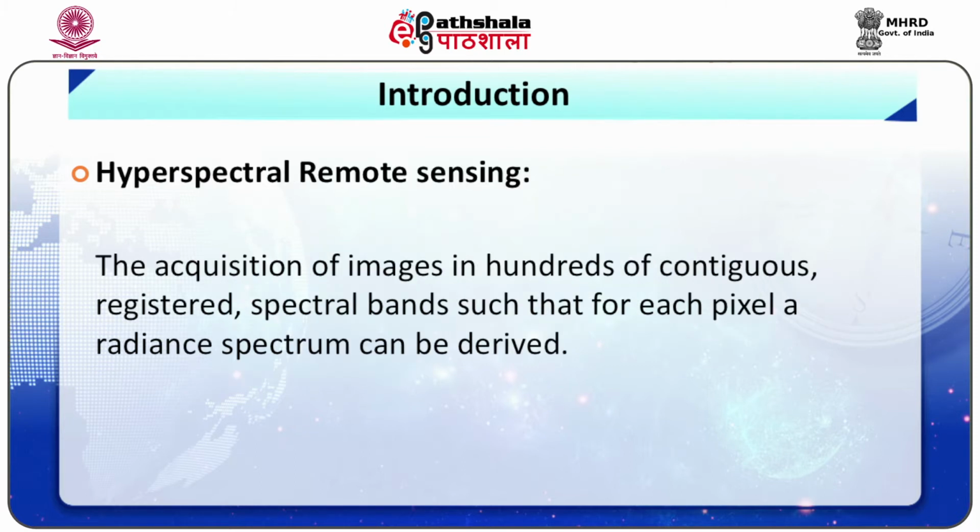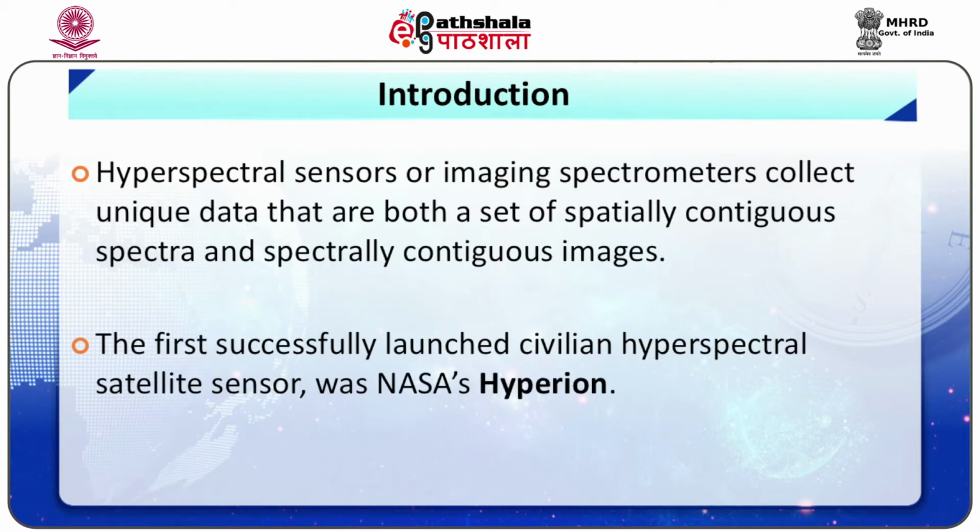The original definition of imaging spectroscopy proposed by the author and others was given as the acquisition of images in hundreds of contiguous registered spectral bands such that for each pixel a radiance spectrum can be derived. Hyperspectral sensors or imaging spectrometers collect unique data that are both a set of spatially contiguous spectra and spectrally contiguous images, as shown in figure number 1.